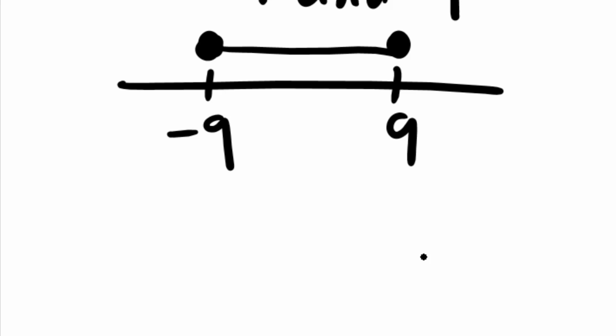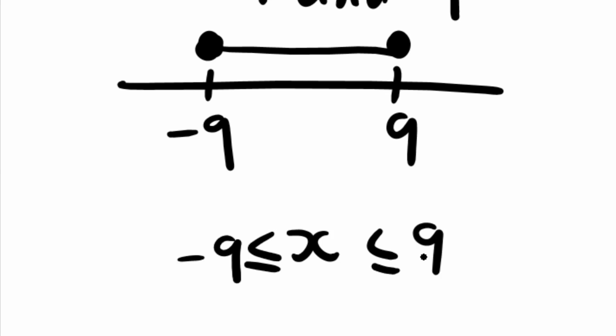Now we're going to write them as a single x, with our inequality signs facing that way, including 9 and minus 9. And this will be your final solution.